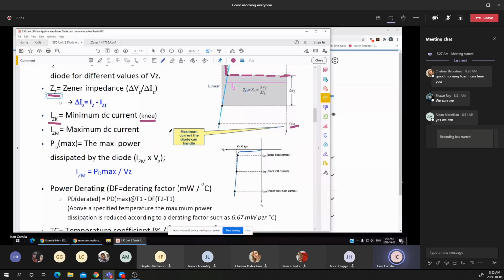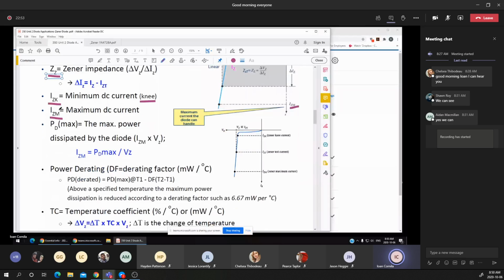Another useful quantity is the maximum current and the PD max. Actually, in diagrams, I want to specify that we may see PD max, which has the same meaning as PD. That's the maximum dissipation power, the maximum power dissipated by a zener diode. That's the PD or the PD max. Again, it has the same signification for the zener diode.